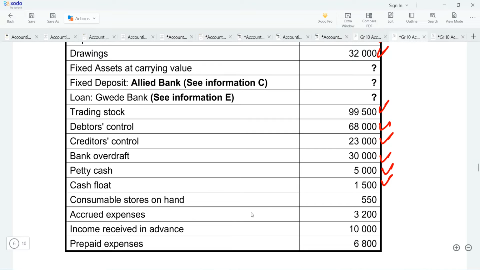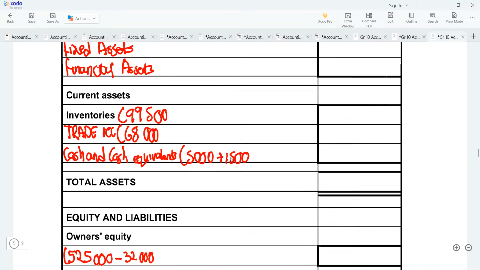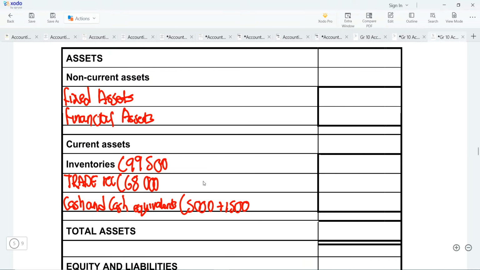And we also have consumable stores on hand. Remember, consumable stores on hand are part of our trading stock, so that 550 will become part of our inventories here, plus 550. And then we are also going to check what else we have.